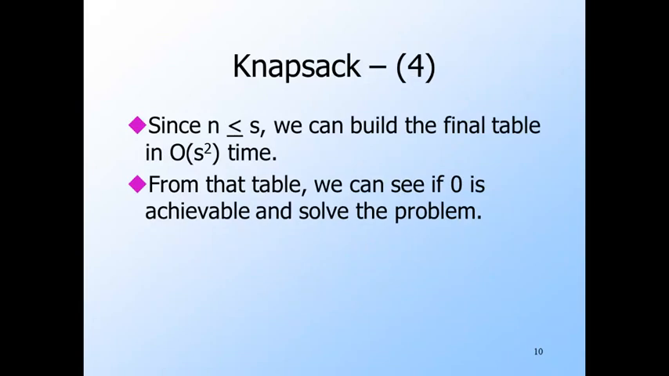Okay. Note that n is equal to or less than s since the integers are each positive. That is, the sum of the integers is at least equal to the number of integers on the list. Thus, we can build a table that corresponds to the set of all the integers in order s squared time, s for each of n different tables. We then look in this table and see if 0 is true. If so, the answer to the knapsack instance is yes, and otherwise it is no.